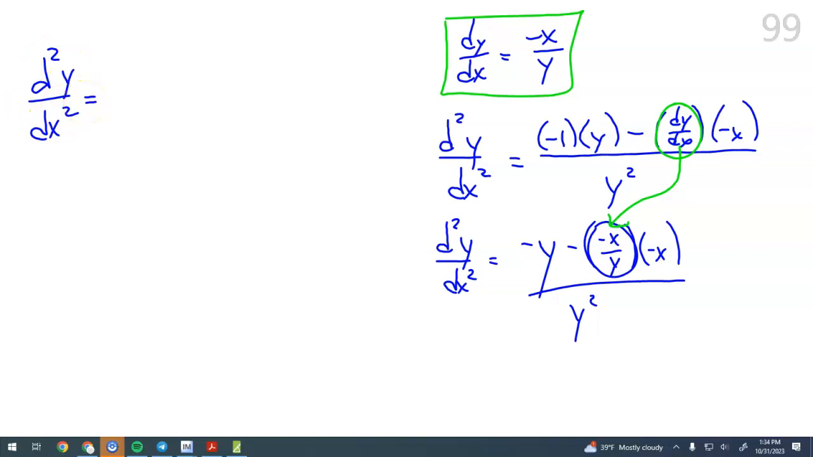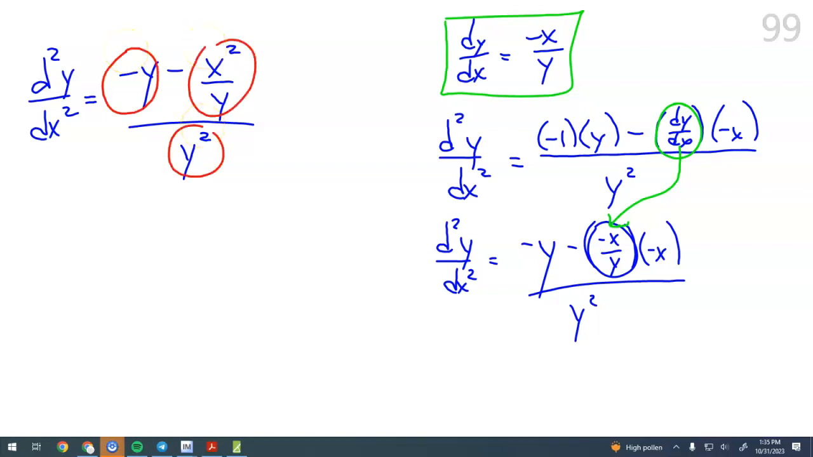So what I've got now is negative y plus, because it's a negative, no, it's minus. It's negative times a negative times a negative. And it'll be x squared over y, over y squared. So now, along with implicit and second derivative and quotient rule, I've got a fraction within a fraction. So I've got to get rid of that. So I have 3 terms here.